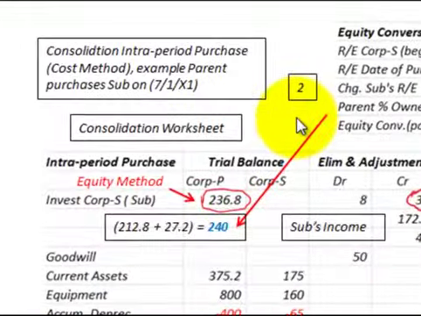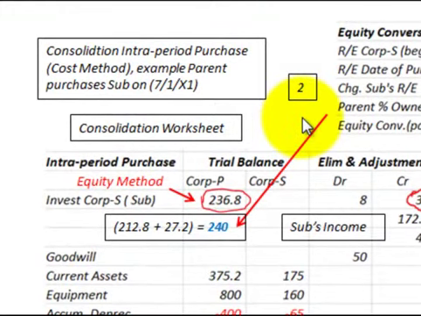All right, here we're going to be looking at a consolidation for an intra-period purchase using the cost method. The example here is where the parent purchases the subsidiary on July 1st of year X1. So what we have to do is account for the period at the beginning of the year, from January 1st through the July 1st purchase date, and then also account for any changes after the July 1st day through 12/31, the end of the year, when we make our consolidation.